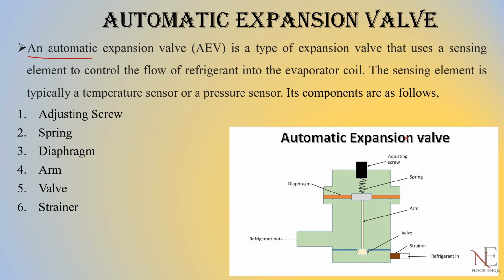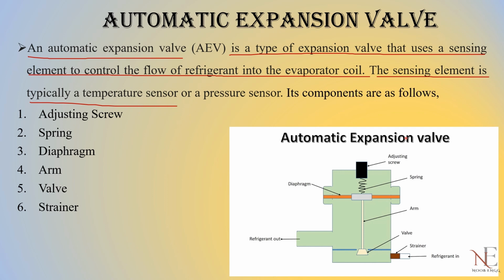An automatic expansion valve is a type of expansion valve that uses a sensing element to control the flow of refrigerant into the evaporator coil. The sensing element is typically a temperature sensor or pressure sensor. Its components are as given below. The first one is an adjusting screw. As you can see here, this is an adjusting screw. The second one is a spring. This is a spring given here.